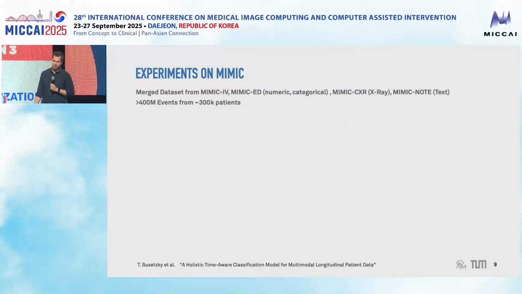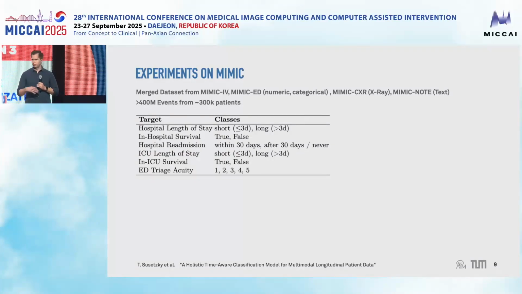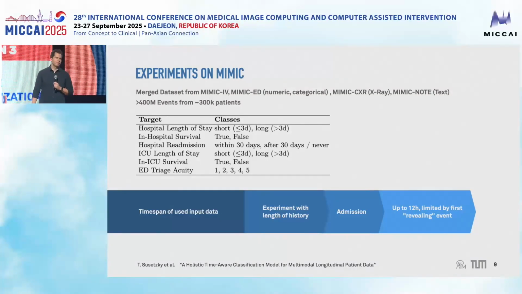We train and evaluate our approach on a merged version of the MIMIC dataset, leaving us with more than 400 million single events from roughly 300,000 patients. We do this for pretty common clinical decision tasks such as length of stay, readmission, and survival. For all our experiments, we always include the most recent data since the beginning of the current stay, up to 12 hours, also limited by any event that might reveal the prediction target in advance.